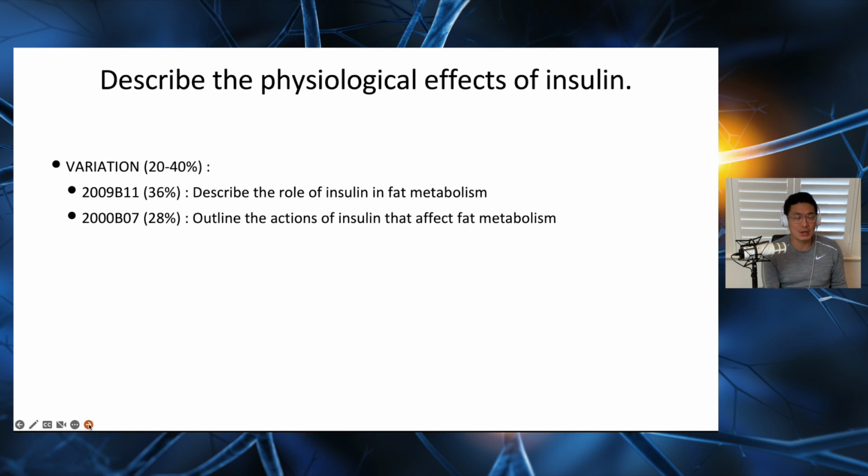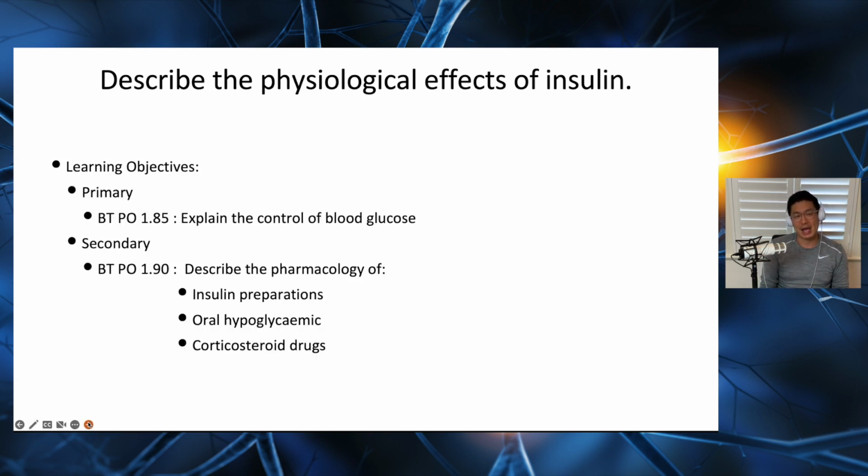And the other way you could cover it is if you go to the next slide and look at the learning objectives. If you were to cover the learning objectives, you could possibly write an answer to this. The primary learning objective here was BTP or 1.85, which is explain the control of blood glucose. And the secondary one, B2P or 1.9, was describe the pharmacology of insulin preparations.